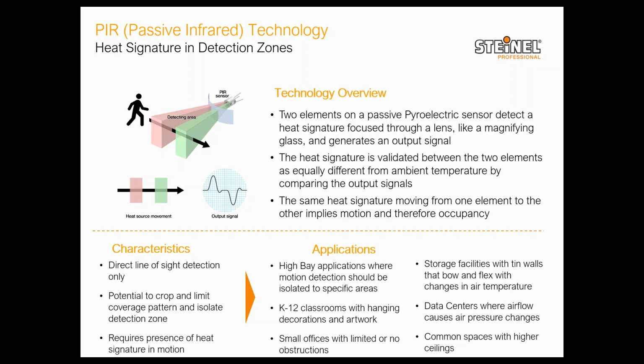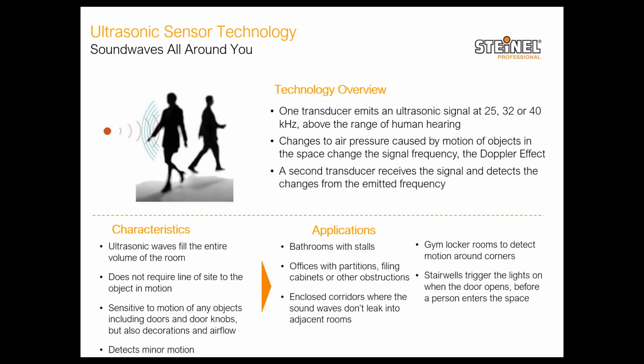Now we move on to the next technology, which is ultrasonic technology. Ultrasonic technology works quite differently from PIR. It's an active technology, which means you have a transducer, at least one transducer, that emits an ultrasonic signal at 25, 32, or 40 kilohertz, above the human hearing range.